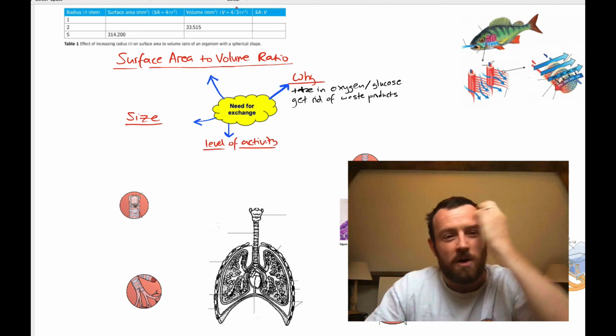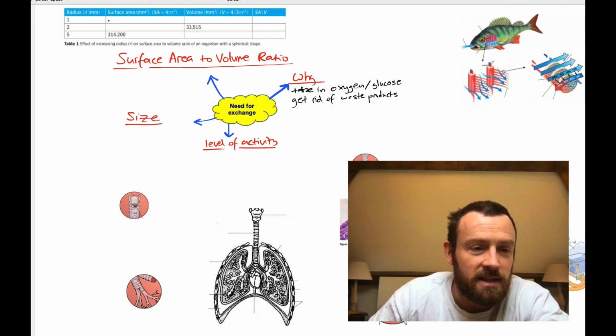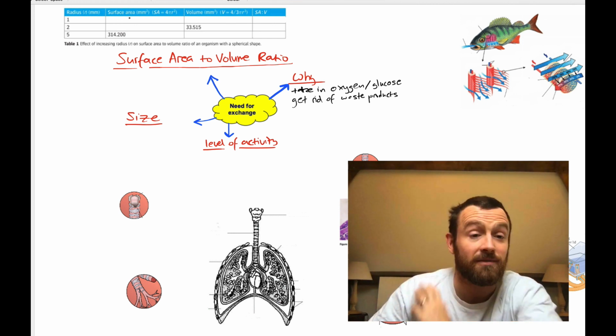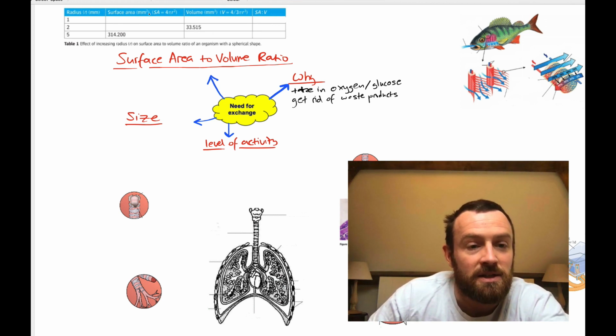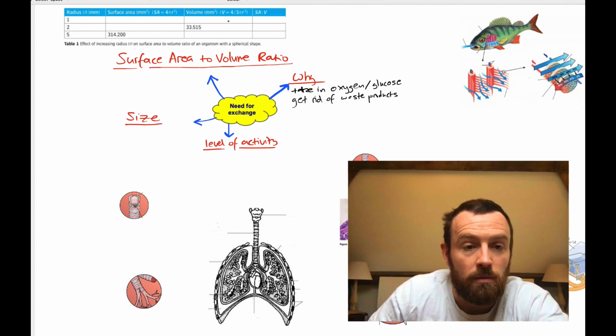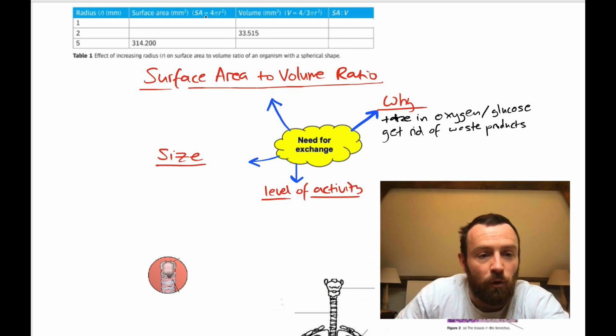Okay, so let's look at the surface area to volume ratio first of all. This table here is from your textbook, it's page 170, but we can calculate things here. Surface area in millimetres squared, if you use this little formula here, 4 pi r squared. Now, if the radius in millimetres is 1, can you calculate the surface area of a sphere with the radius 1? And then can you calculate the volume, and can you calculate the surface area to volume ratio? Use these formulas here.